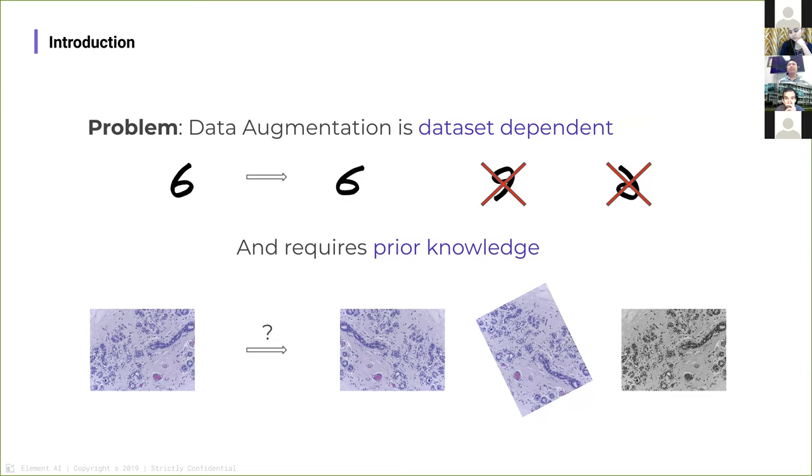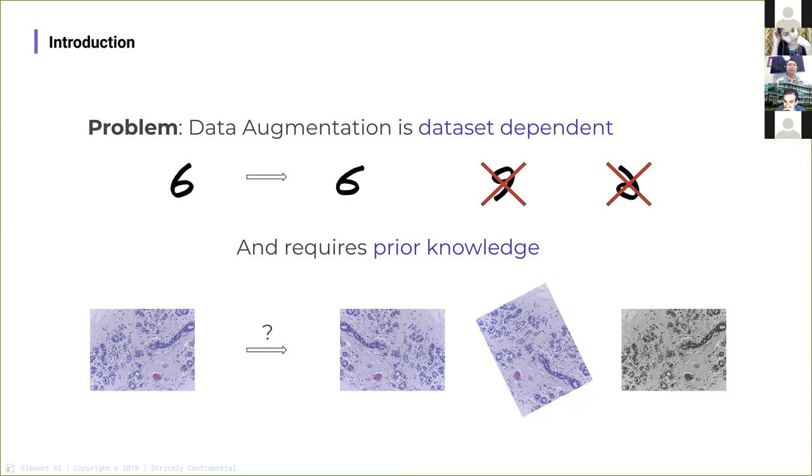And also, data augmentation requires expert knowledge or prior knowledge, because for natural images or for the numbers, as humans, we can guess more or less which transformation can be useful to train the classifier. Like rotations, we think that it's okay. Flip can be okay in some cases. But in some fields, like in medical imaging, it's a bit harder.